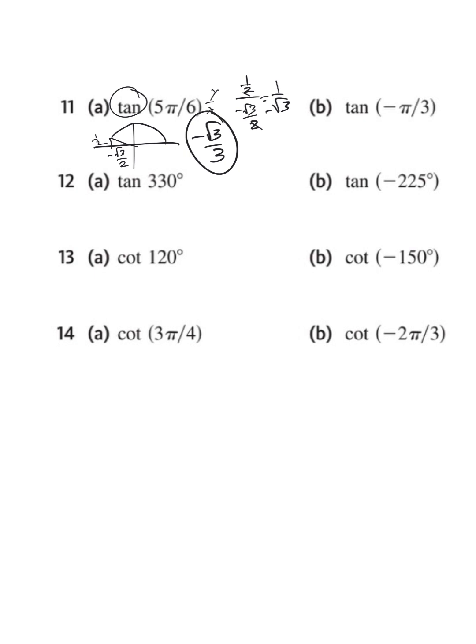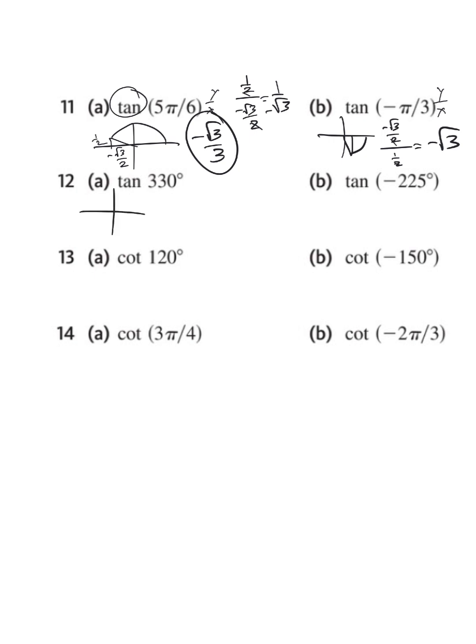Tangent of negative pi over 3. So again, y over x. So negative pi over 3. That's a negative 60-degree reference. So y is going to be the long leg of negative square root of 3 over 2. X is the short leg of positive 1 over 2. So this is negative square root of 3.